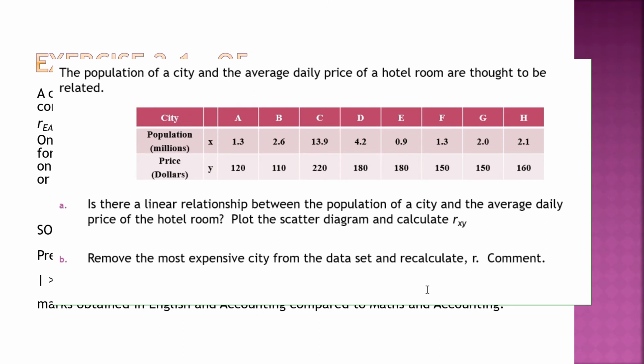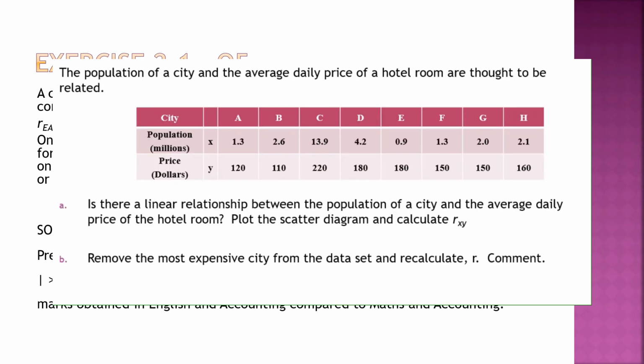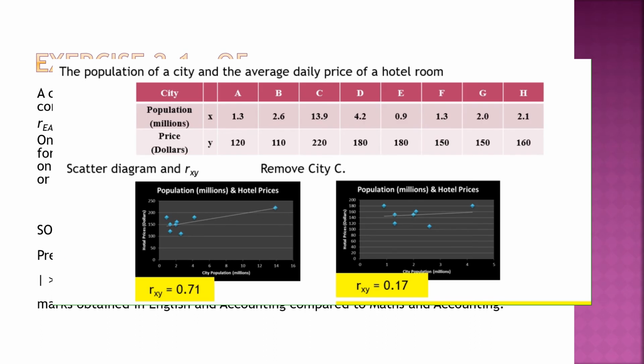Alright, population and price of a hotel room. Is there a linear relationship between these two? So how would you basically know if there is a linear relationship? You need to plot the scatter diagram first and foremost. There you can see it here. The scatter diagram is plotted down for you here, the original one. And then if you calculate the R, what would you get? 0.17. There is no significant linear relationship.